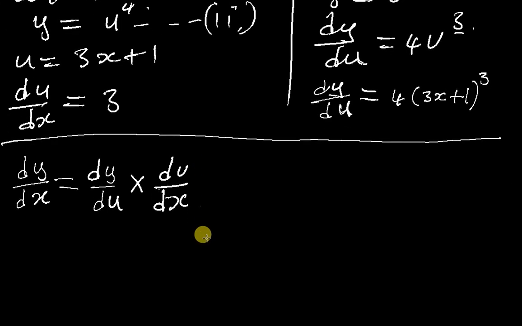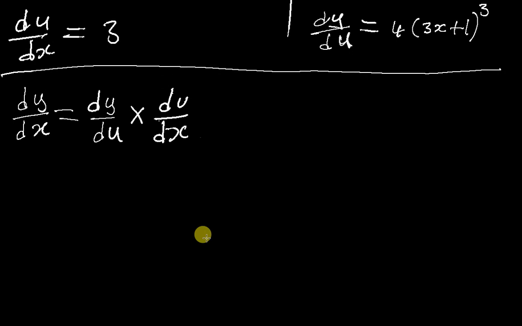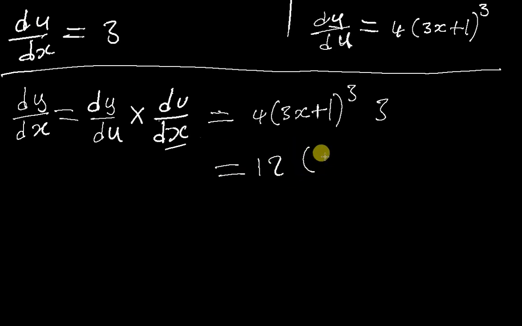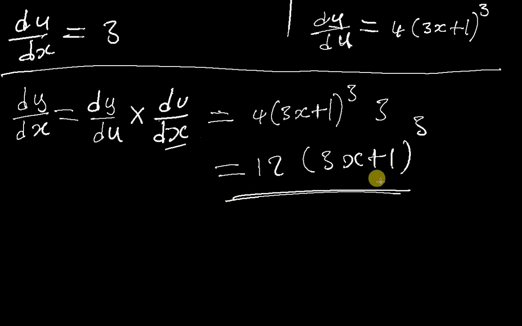Let us now plug in the values that were found. We have dy/du, which is 4 times (3x plus 1) to the power 3. Then we multiply this with du/dx, which is just 3. So when we multiply that, we get the answer to be 12 (3x plus 1) raised to the power 3. This is the answer. So this is exactly how you apply the chain rule. The most important part to note on the chain rule is just the formula, this part.